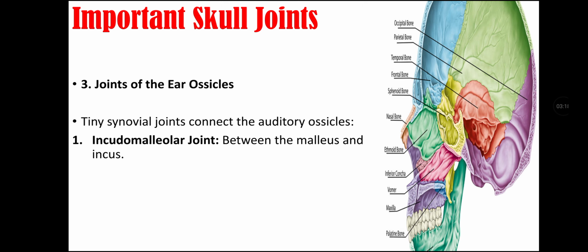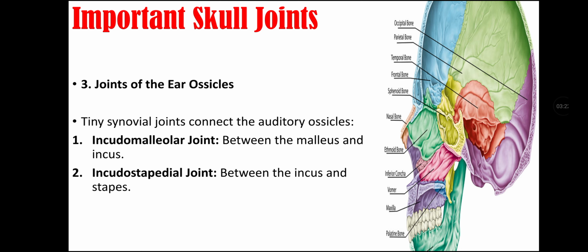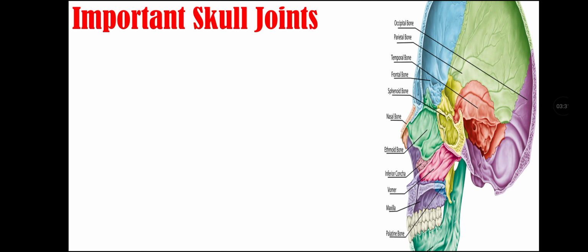They include incudo-malleolar joint that is present between malleus and incus. Second joint is incudo-stapedial joint that is present between incus and stapes. These joints allow efficient transmission of sound vibration in the middle ear.